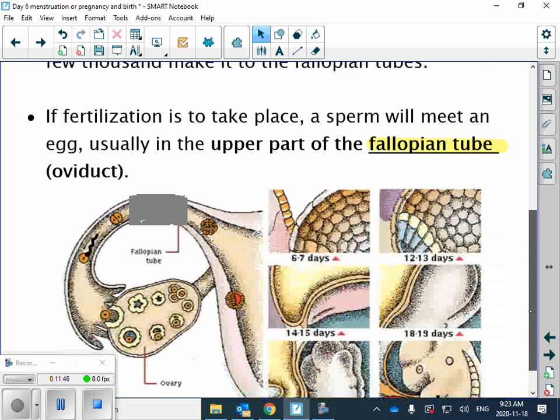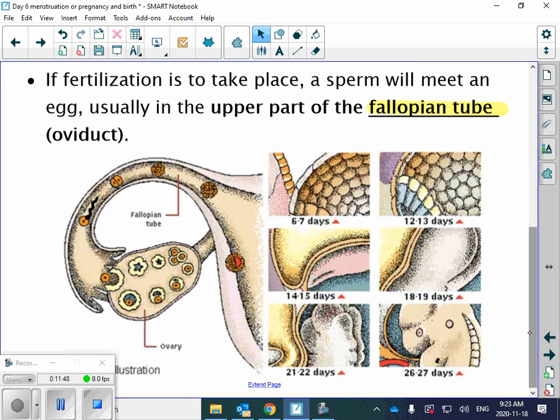If fertilization is to take place, a sperm will meet an egg, usually in the upper part of the fallopian tube or oviduct. Okay? So again, what we see here in this picture is the immature eggs being developed. Here's ovulation happening. The egg is released into the fallopian tube. It travels down, and right here we see that the egg has united with a sperm.